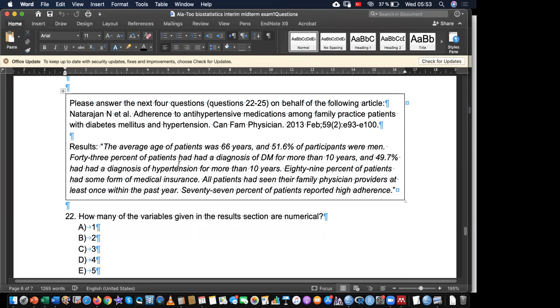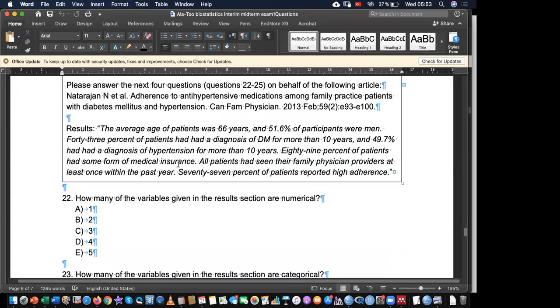Okay, this was maybe a more difficult question, but we have solved similar ones during the course. Here is a text from a study, Canadian Family Physician. The title is Adherence to Antihypertensive Medications Among Family Practice Patients with Diabetes Mellitus and Hypertension. How many of the variables given in the results section are numerical? So I want you to be able to recognize the type of variables. What kind of variables do we have here?